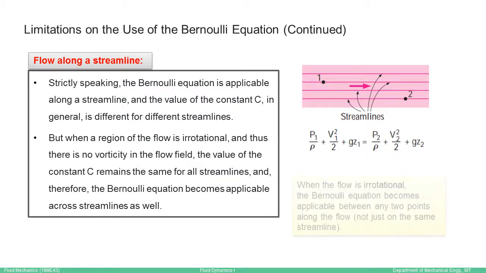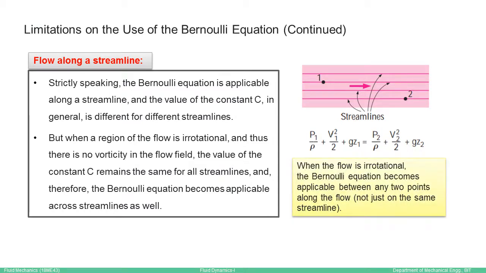Because of that, this is one exemption. When the flow is irrotational, Bernoulli's equation becomes applicable between any 2 points along the flow. It need not be just on the same streamline, but it can be on a different streamline also. This is an important limitation.